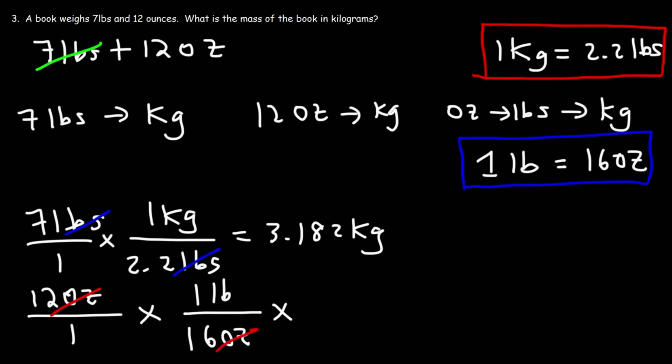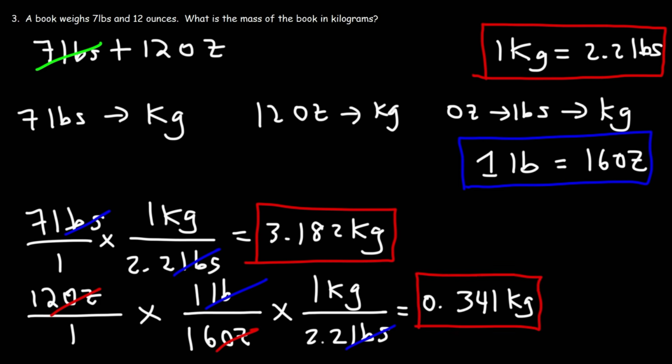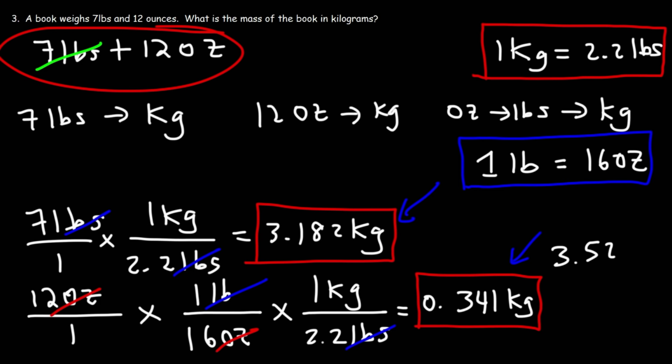Now we can cancel the unit ounces. And then we can use this conversion factor to go from pounds to kilograms. So I'm going to put 2.2 pounds on the bottom, 1 kilogram on top. So it's going to be 12 divided by 16, which is 0.75, and then divide that by 2.2, which is 0.341 kilograms. So 7 pounds is equal to 3.182 kilograms. 12 ounces is equal to 0.341 kilograms. The book weighs 7 pounds and 12 ounces. So to get the mass, we just need to add these two numbers. So 3.182 plus 0.341 gives us a total mass of 3.523 kilograms. So that's the mass of the book in this example.